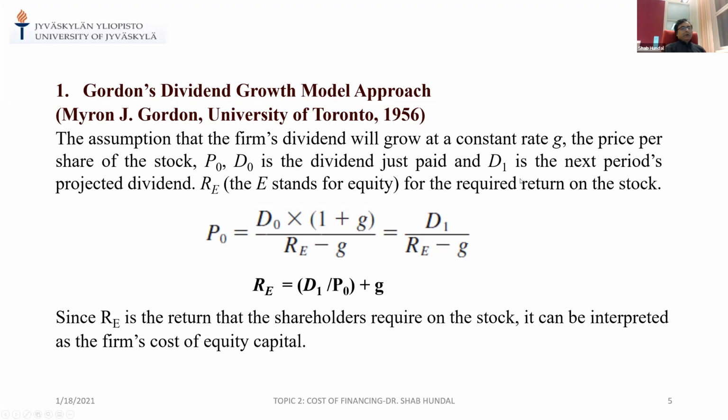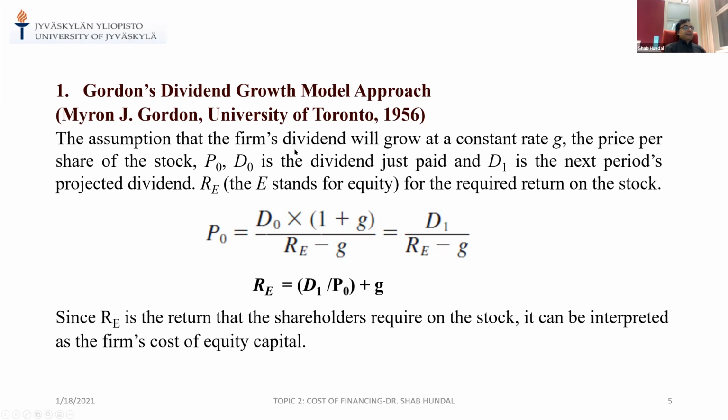The idea of Gordon's constant growth rate is that maybe in the short term there can be fluctuation, but when the firm becomes mature, or when you are calculating the growth rate of dividend retrospectively, then when you find the average, it will be pretty much constant. So the deviation would be very little or almost negligible. So the firm's dividend will grow at a constant rate.